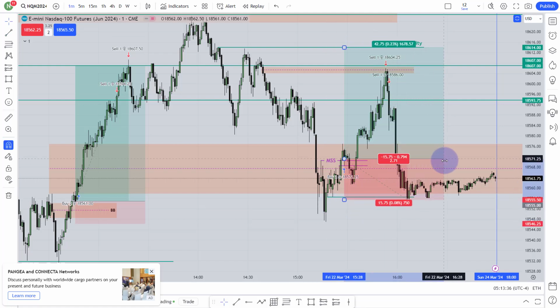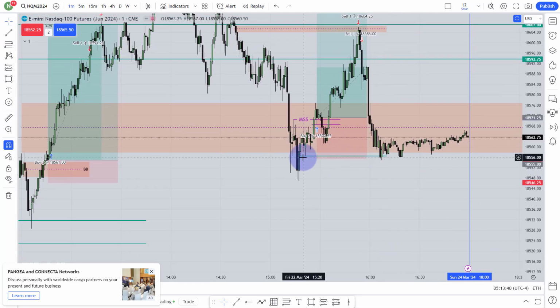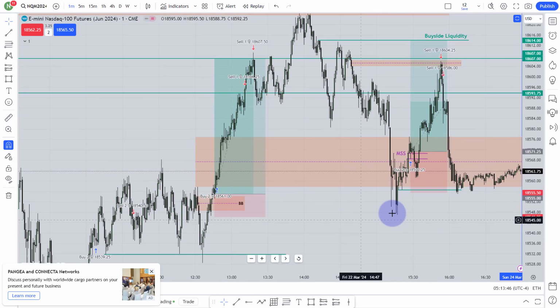So even if I took that entry, maybe I would be stopped out over there. Let's not. But yeah, it has taken that relatively equal low, come back again and taken that relatively equal low. So that was the explanation.